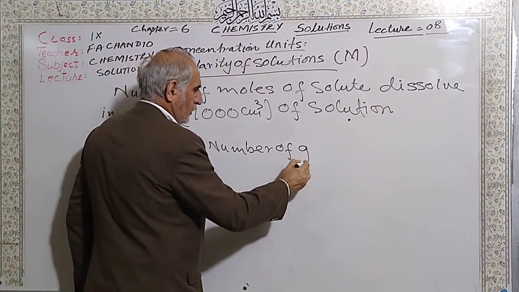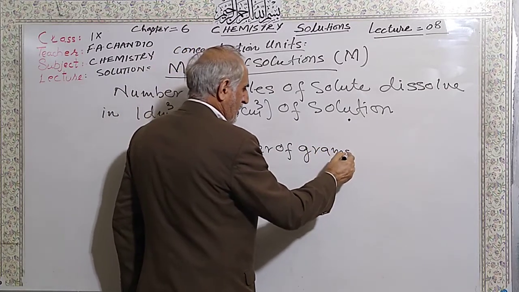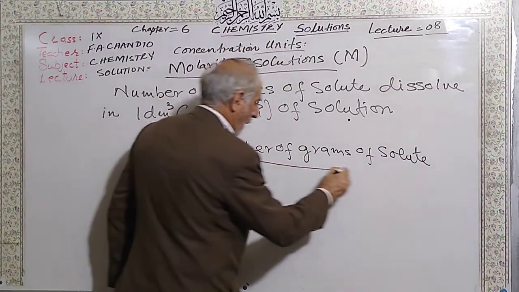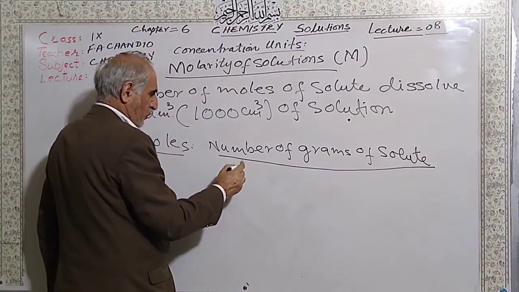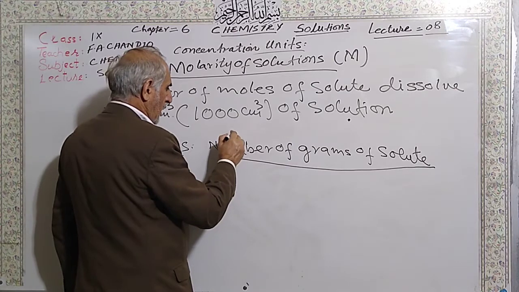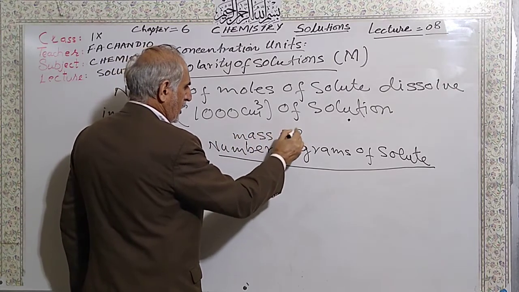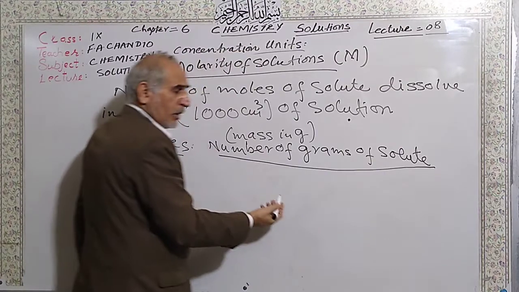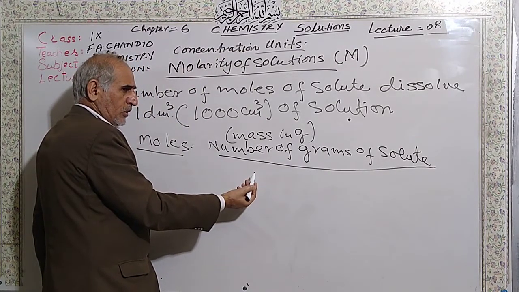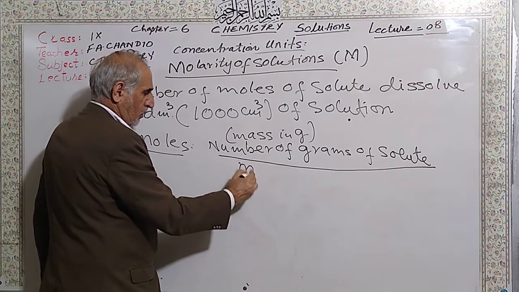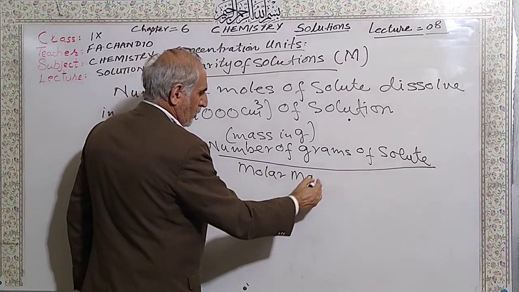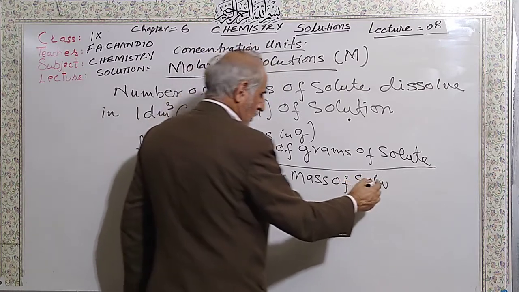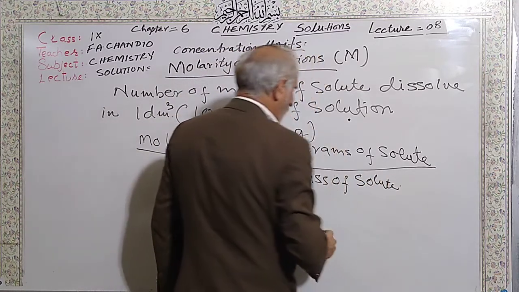Number of moles is the number of grams of solute, or we can say mass in grams of solute, divided by the molar mass of solute, molar mass.